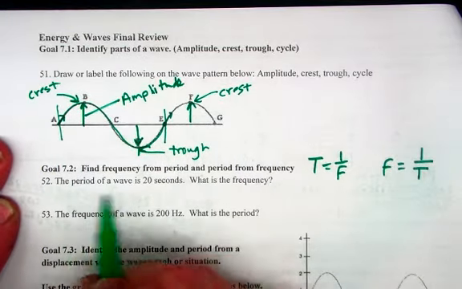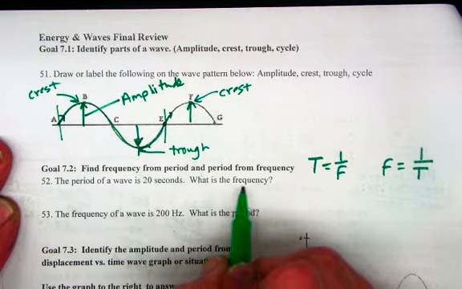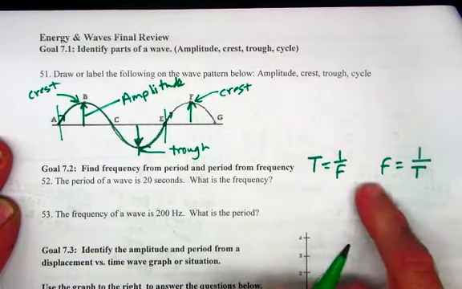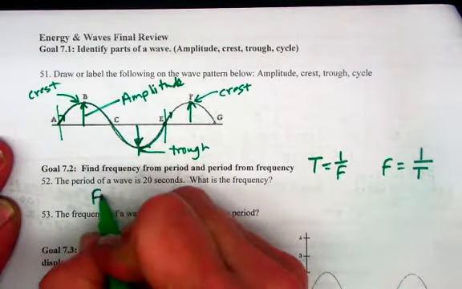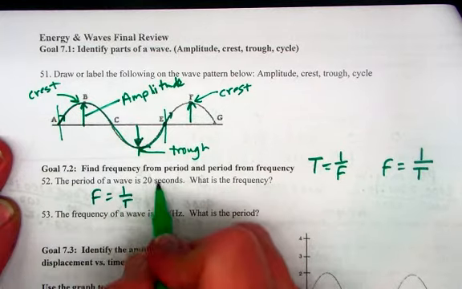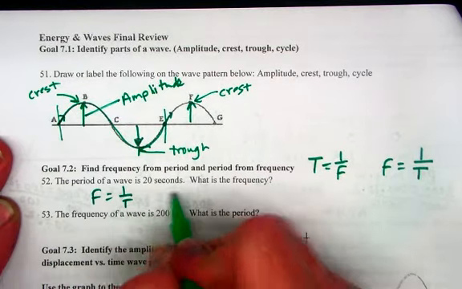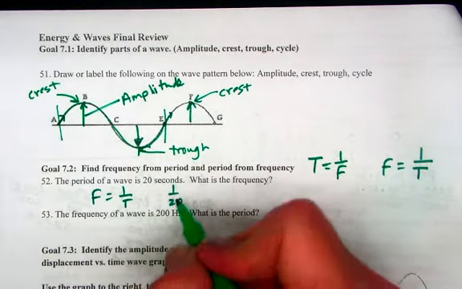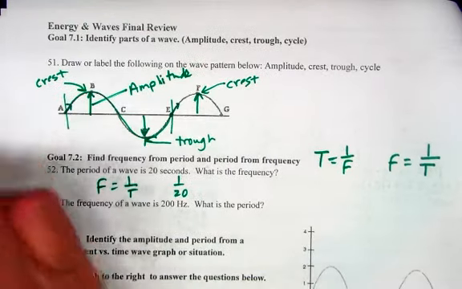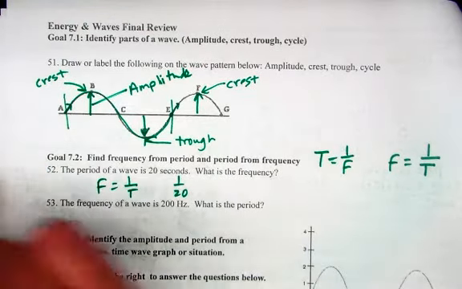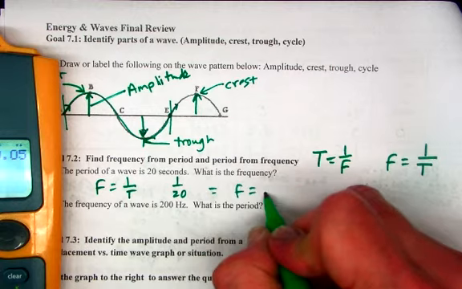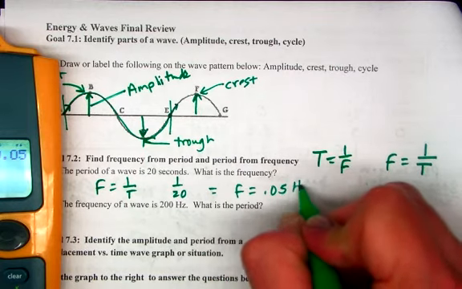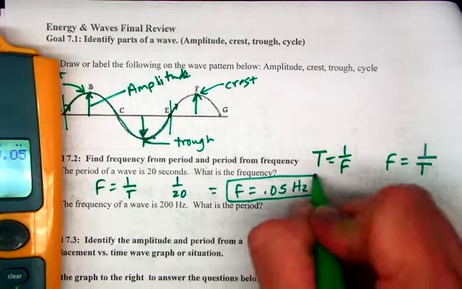So if the period is 20 seconds, what's the frequency? This equation is going to be most useful for us because we're looking for frequency. So it's easiest to just plug in your time for T. So 1 over 20 is going to give me my answer. 1 divided by 20 is 0.05. So the frequency would be 0.05, and the units for frequency are hertz.